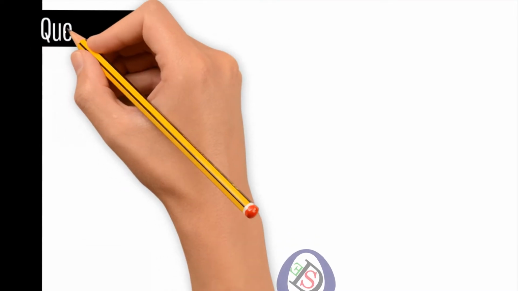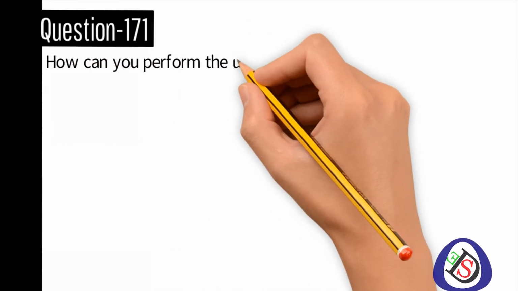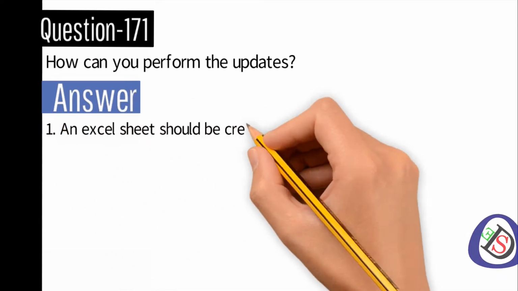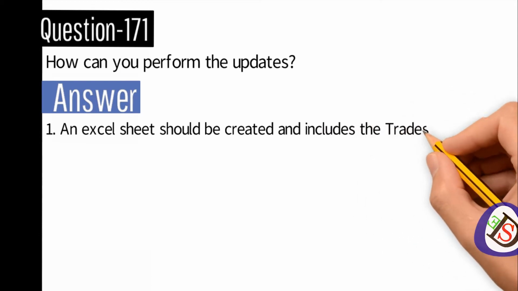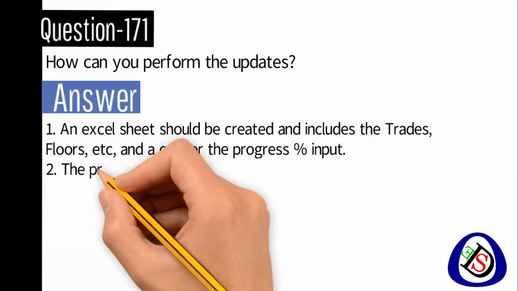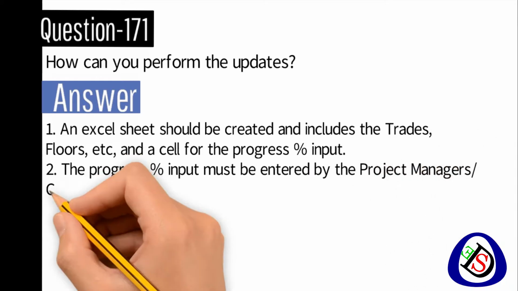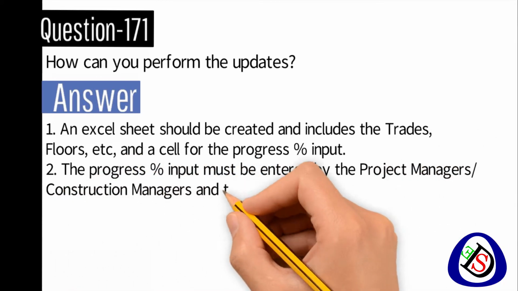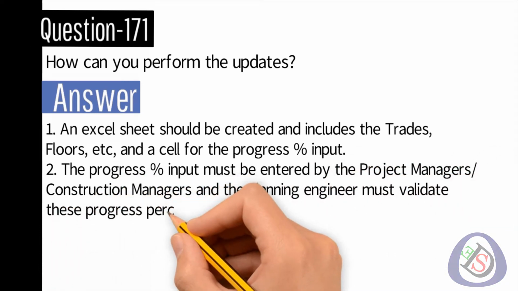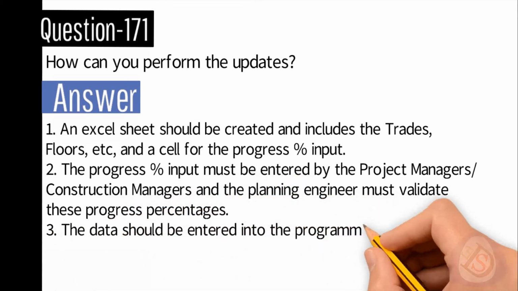Question number 171. How can you perform the updates? Answer. Number 1. An Excel sheet should be created that includes the trades, floors, etc., and a cell for the progress percent input. Number 2. The progress percent input must be entered by the project managers and cost managers, and the planning engineer must validate these progress percentages. Number 3. The date should be entered into the program update.